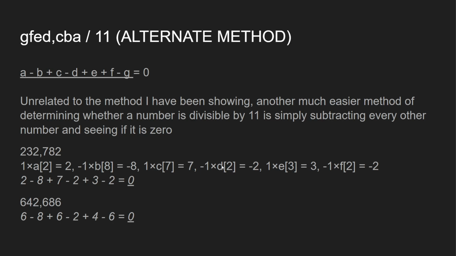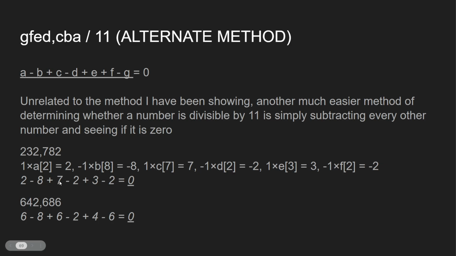However, this is the alternate method. This is obviously way easier. This is probably what you're immediately thinking when you saw it. And then you simply just subtract every other number. So, in this case, we do 2 minus 8 plus 7 minus 2 plus 3 minus 2.